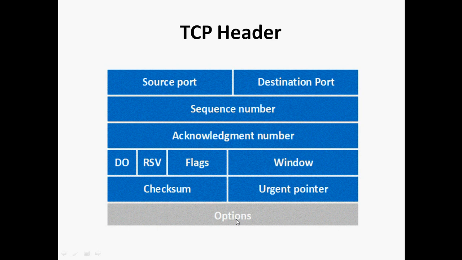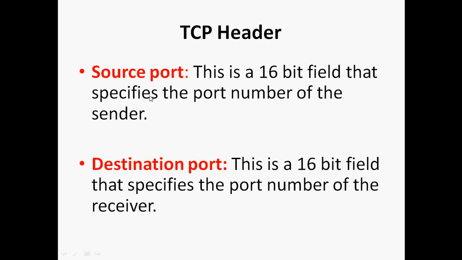The first field is source port. The source port is a 16-bit field that specifies the port number of the sender. In OSI layer 4, the transport layer, we use the port number. With a 16-bit field, 2 power 16 is 65,535. In the OSI video session I told you the port number range is 0 to 65,535.